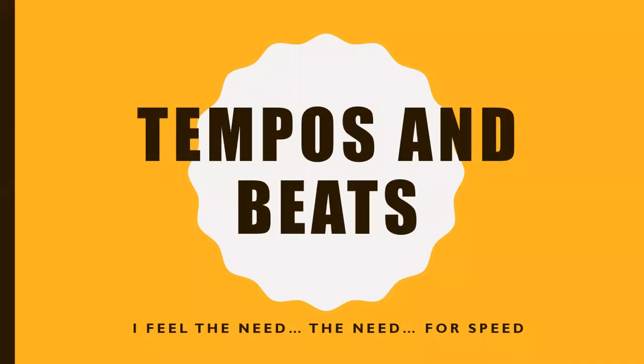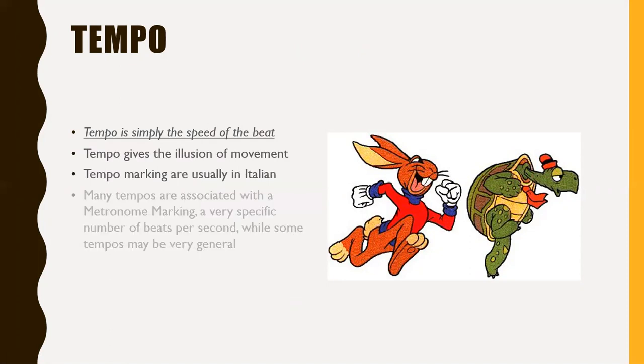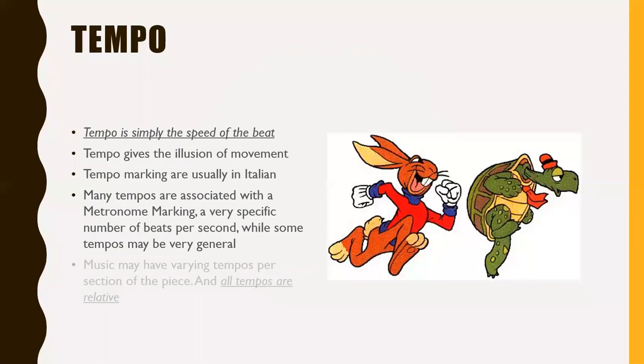So, and then some tempo things that you won't really need to know because I will be in front of you telling what your tempo is, but tempo is the speed of the beat. It gives the illusion of movement. They are usually in Italian. And a lot of them are associated with a specific metronome marking, meaning a number of beats per minute, such as marches. Marches are almost always associated with 120 beats a minute. And you might have different tempos. All tempos are relative. What might be fast to you might not be fast to someone else.